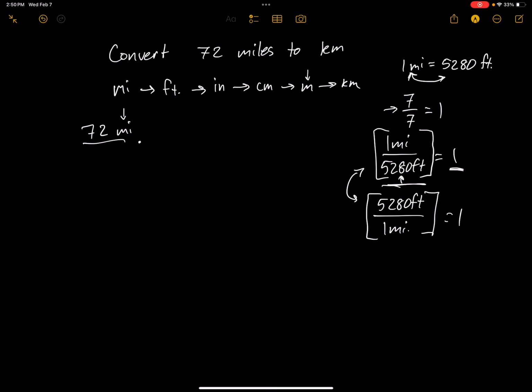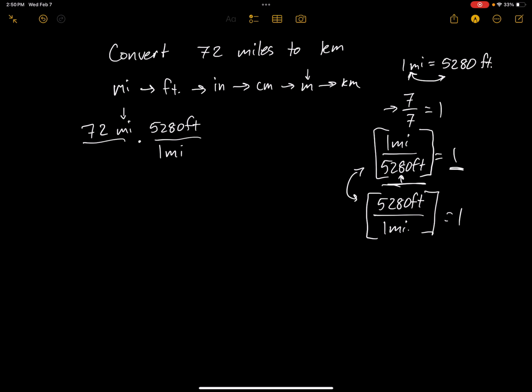So what I'm going to do is, rather than writing that right under here, I'm going to actually write that over here so that I can preserve one of these unit conversions that I have over here. Now, the one that has miles on the bottom is going to have the 5,280 feet in the top. So I'm going to put that 5,280 feet.